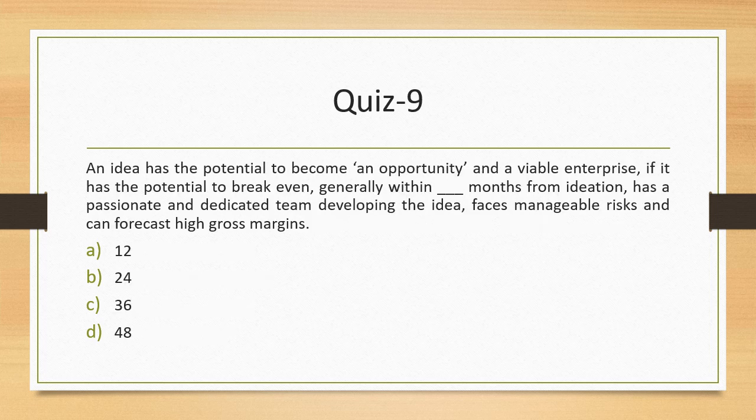The next question is, an idea has the potential to become an opportunity and a viable enterprise if it has the potential to break even generally within how many months of ideation, has a passionate and dedicated team developing the idea, faces manageable risk and can forecast high gross margins. So the time limit for this is 36 months. So the answer will be 36 months. So for an idea that has a potential to become opportunity and viable enterprise, the break-even period, the time frame taken is 36 months.